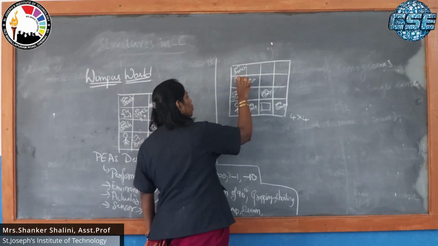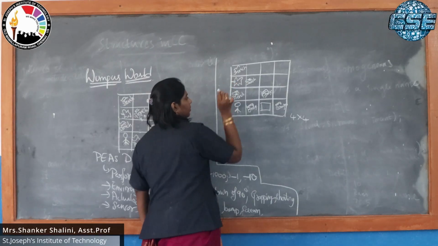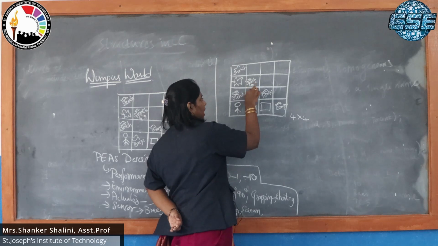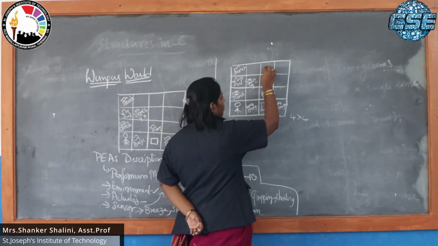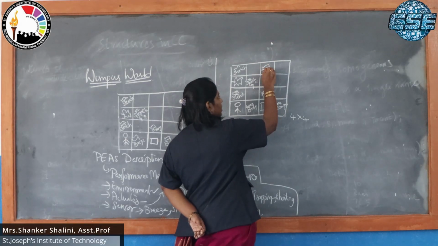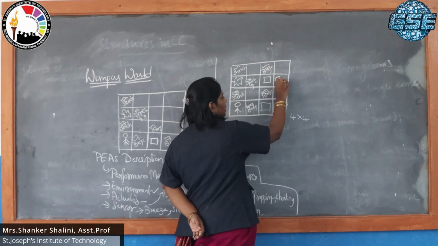Then there will be a wumpus here, right? And there is a glitter also here. We have a gold here as well. We have a pit here with a breeze smell here and a breeze here.